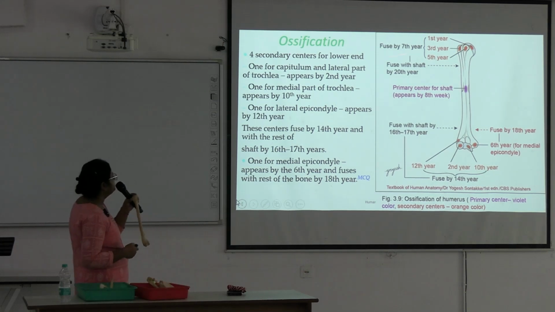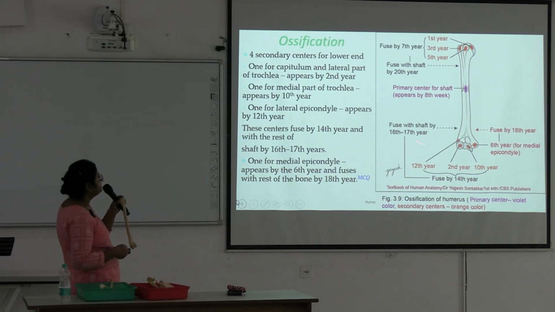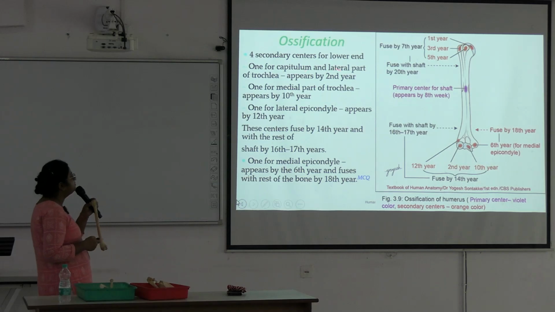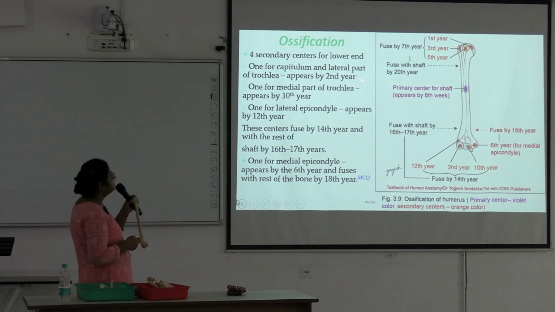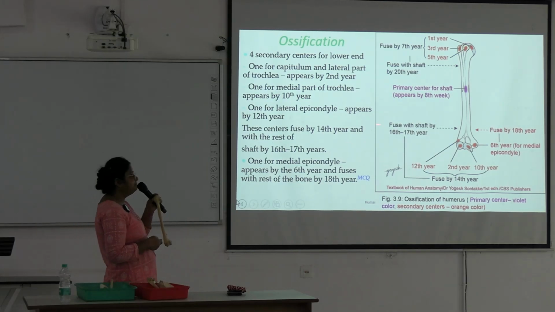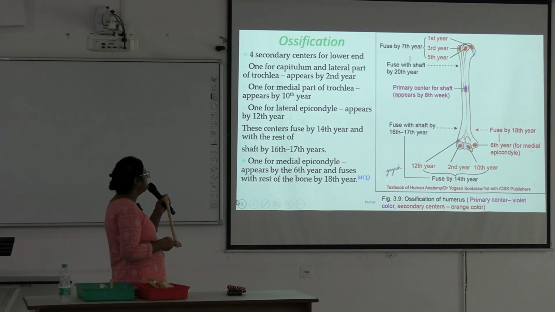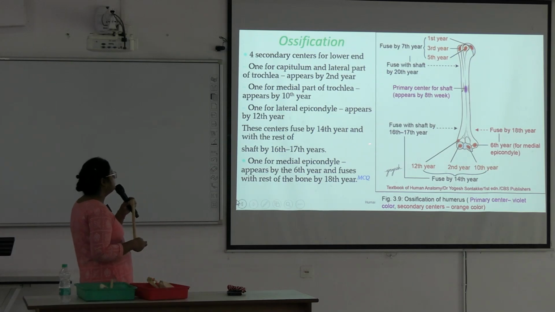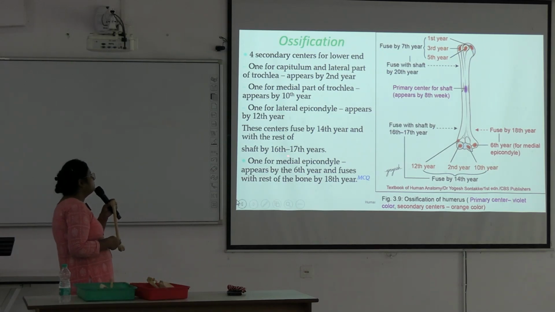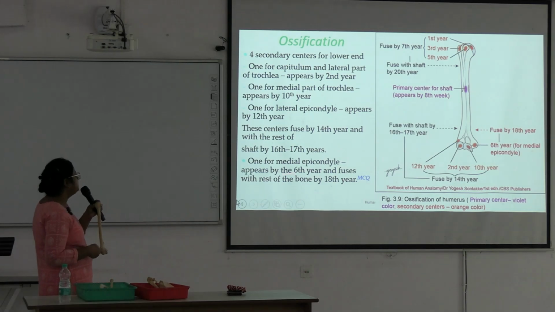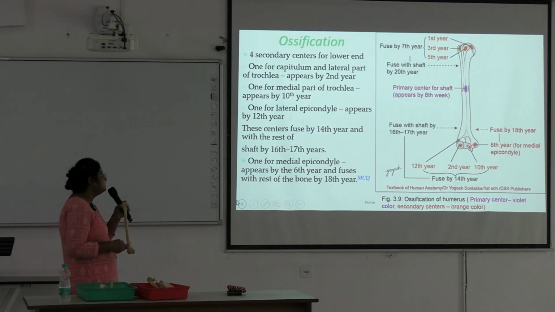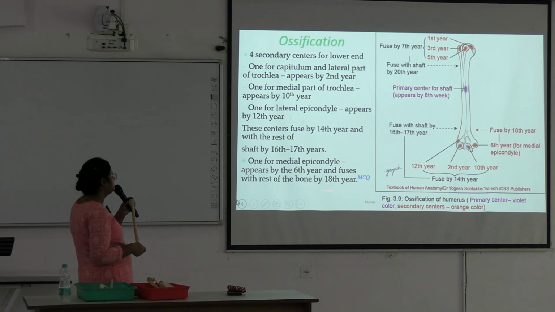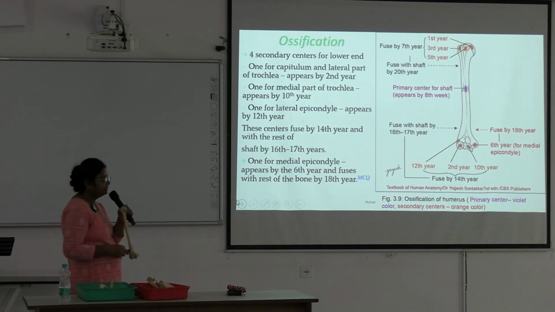Okay, so 4 ossification centers, secondary center for the lower end: one for capitulum and lateral part of trochlea appears by 2nd year, one for medial part of trochlea appears by 10th year, one for lateral epicondyle appears by 12th year, and these centers fuse by 14th year and with the rest of the shaft by 16th to 17th year, and one for medial epicondyle appears by the 6th year and fuses with the rest of the bone by 18th year. Okay. Next.